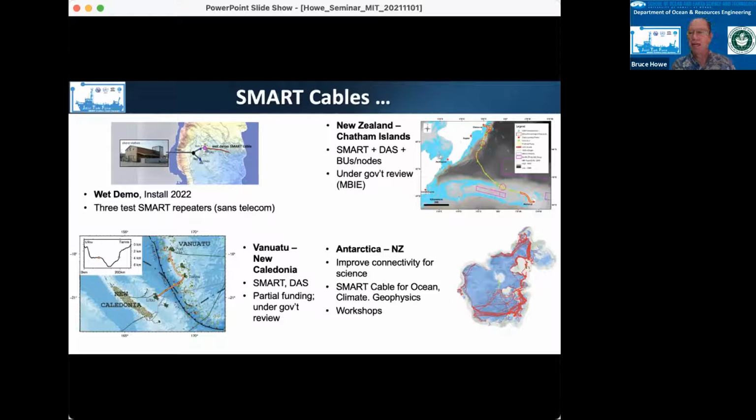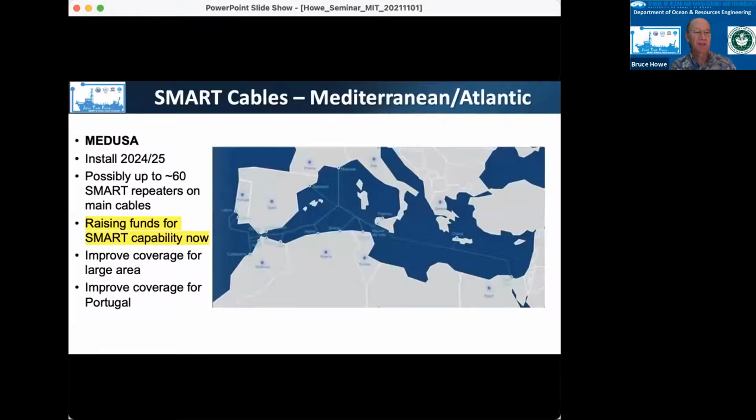So there is a National Academy of Science effort underway now to hold another workshop in March on this, and then to write a report with concrete recommendations. This is the Mediterranean system I've mentioned, going from Lisbon, Barcelona, Marseille, Sicily, Crete, and Egypt, and with up to 60 smart repeaters. And this would be a tremendous improvement.